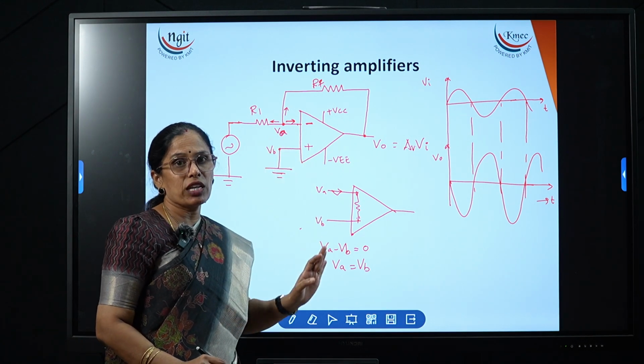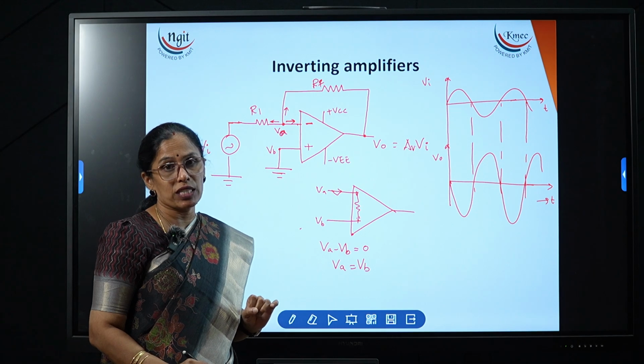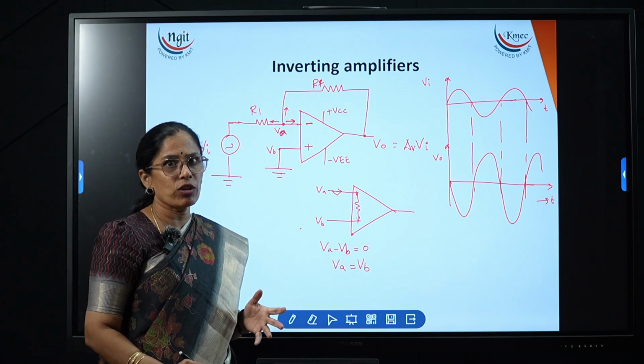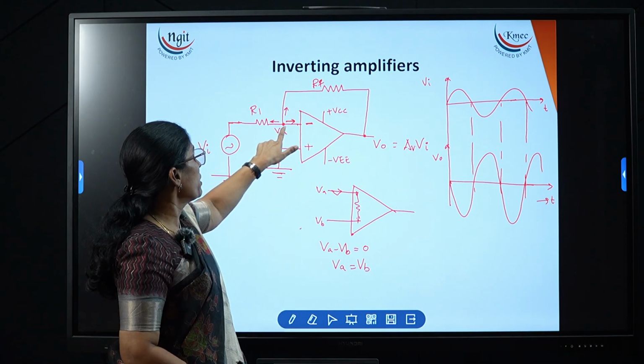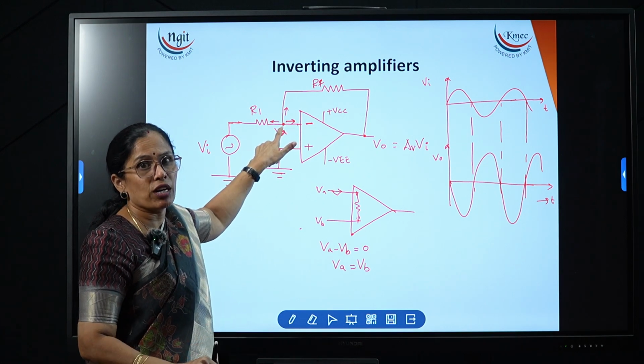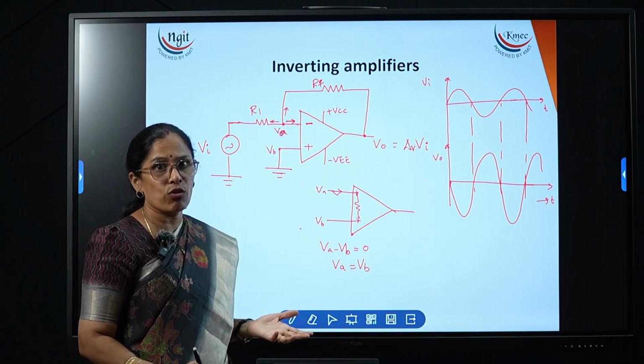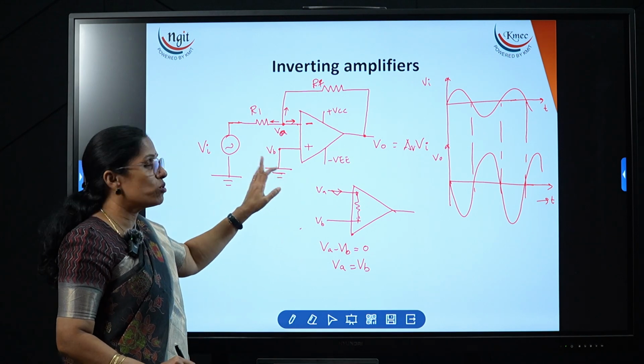So this is called the virtual ground concept. What does the virtual ground concept mean? Here this terminal is not connected directly to the ground, but it is behaving like a ground because VB is connected to the ground.